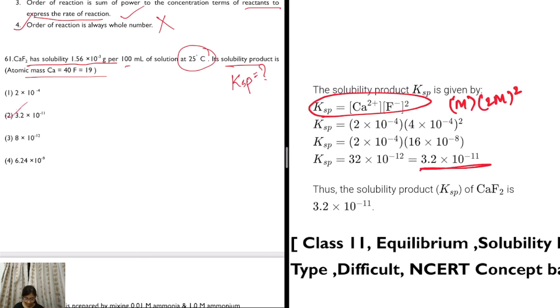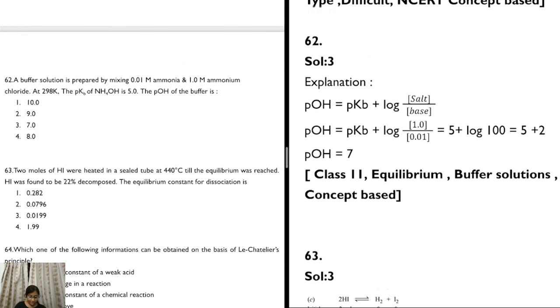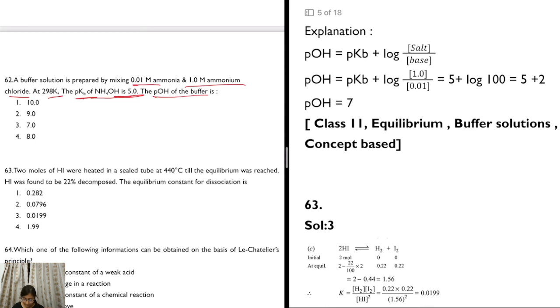Now in the next question, it is given that a buffer solution is prepared by mixing 0.01 molar ammonia and 1 molar ammonium chloride. At 298 Kelvin, the pKb is given for NH4OH, and the pOH of the buffer has been asked. So again, we'll be using the same Henderson-Hasselbalch equation, and we have to find the pOH. pKb is already given as 5, and we have been given the other factors 1 and 0.01. Therefore, upon solving this, we will get the answer 7.